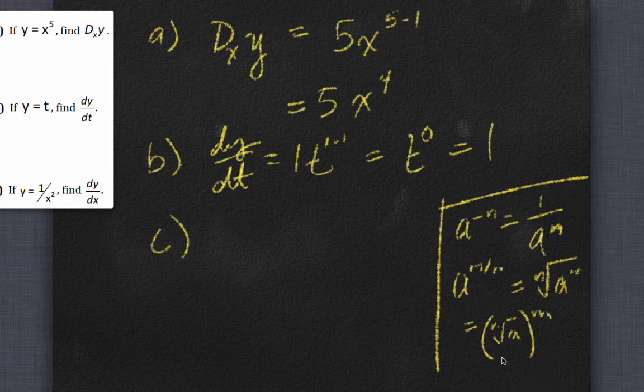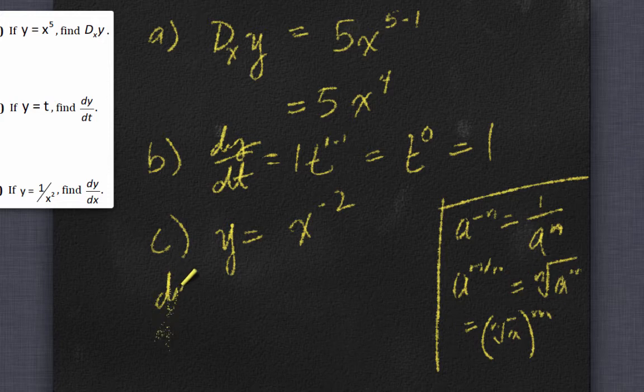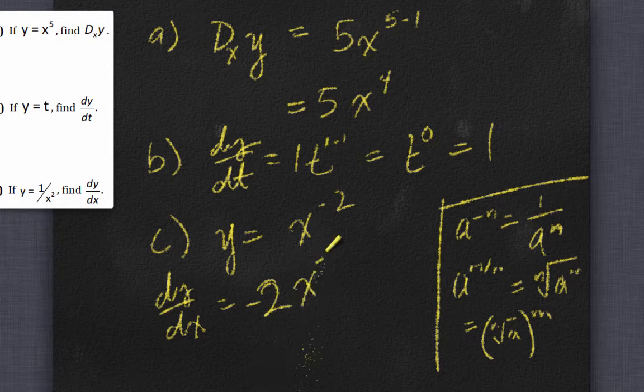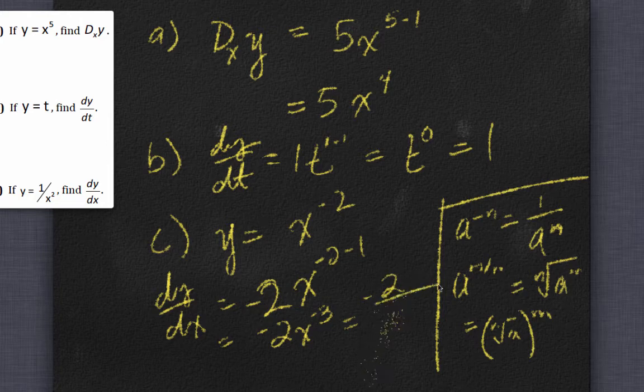So in this case, 1 over x squared, y equals x to the negative 2, so in the denominator, so dy dx, negative 2, x to the negative 2 minus 1, and because I like to give things back the way they were given to me, I would move that to the bottom.